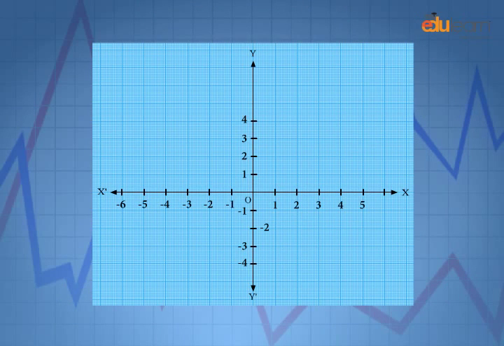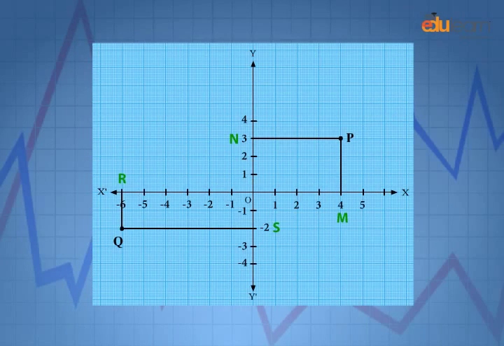Consider the points P and Q. Let us see the distances of the points P and Q from the axis. For this, we draw perpendiculars PM on the x-axis and PN on the y-axis. Similarly, we draw perpendiculars QR and QS.